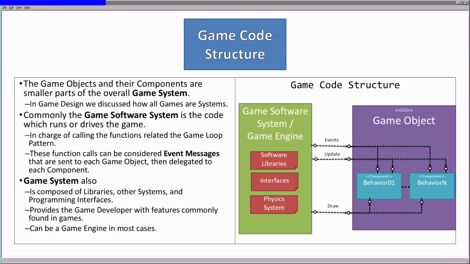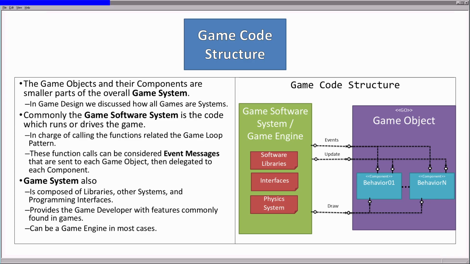The game objects and their components are smaller parts of an overall game system. In game design, we discuss how all games are systems. Commonly, the game system is the code which runs or drives the game. It's in charge of calling the functions related to the game loop pattern. These function calls can be considered to be event messages that are sent to each game object and then delegated to the components within.